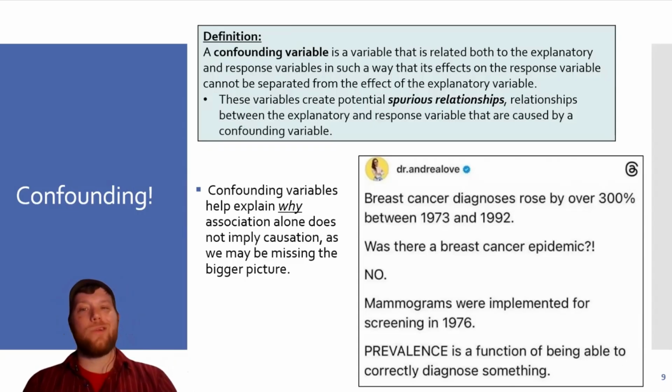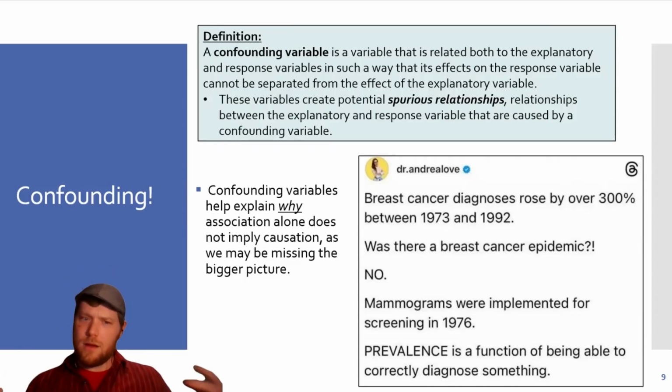And so when you see these increases or these sorts of relationships, try to figure out what the underlying cause was. If you can't figure that out, don't necessarily say one thing causes the other.